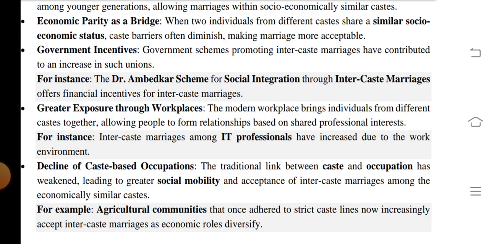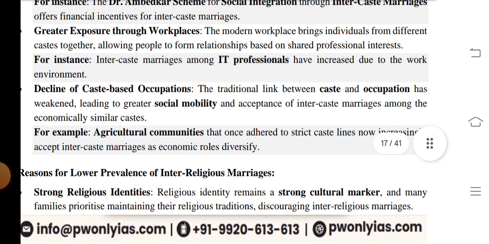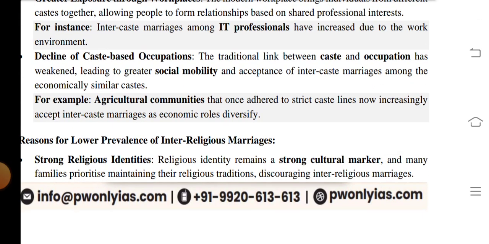Decline of caste-based occupations and traditions. Links between caste and occupations have weakened, leading to greater social mobility and acceptance of intercaste marriages among economically similar castes. For example, agricultural communities that once adhered to strict caste lines now increasingly accept intercaste marriages and economic roles diversify.